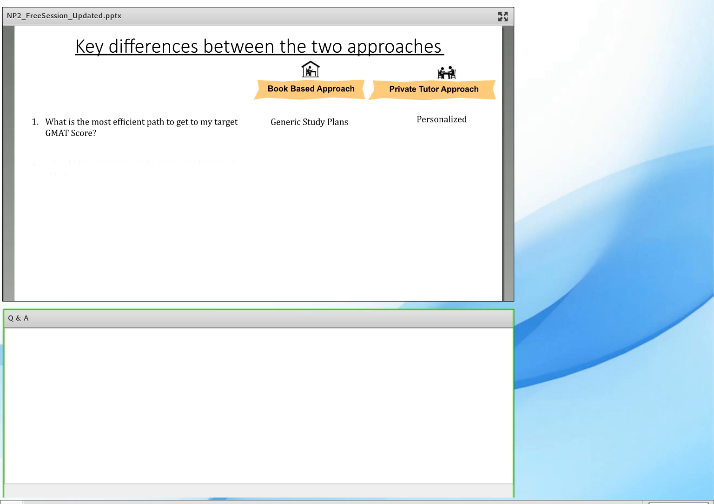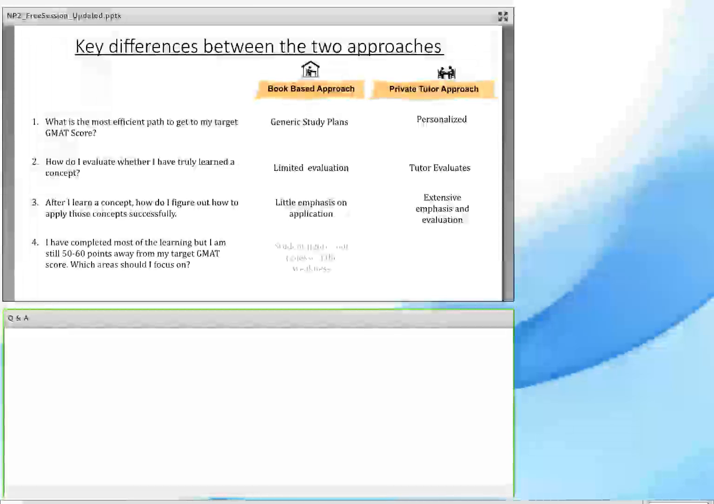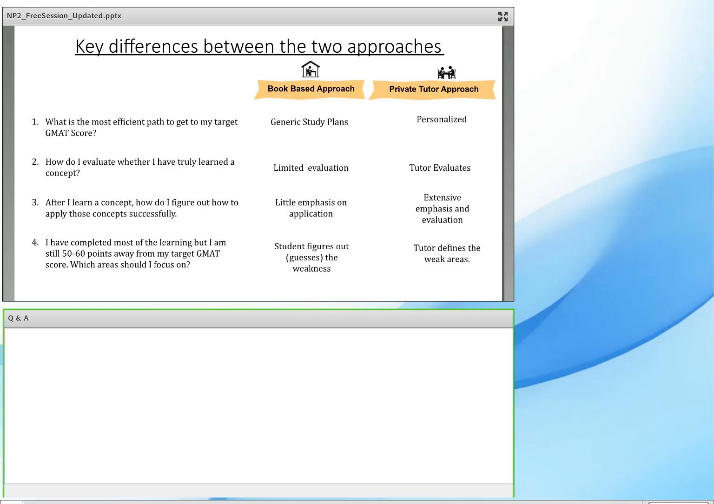So what's the difference between these two learning architectures? While you learn the same content, the extent of personalization, the extent of feedback, the extent of defined metrics is a lot more in this private tutor-based architecture. And it's very easy to see why on an exam such as the GMAT, where you have to be better than the next best test taker, a private tutor-based approach leads to much higher success.